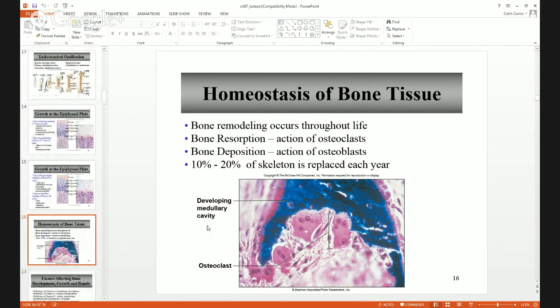So bone tissue also has to maintain homeostasis, and bone remodeling occurs throughout life. First, the osteoclasts break down and resorb bone. The osteoblast deposits new bone, and so 10 to 20% of the skeleton is replaced each year.